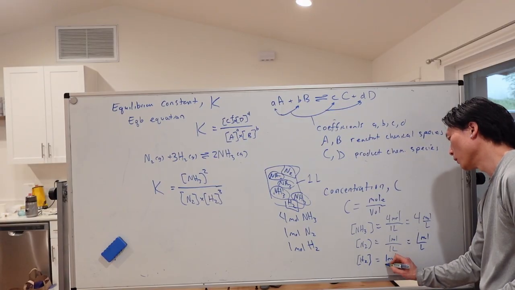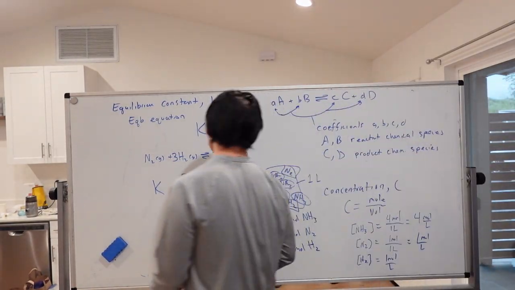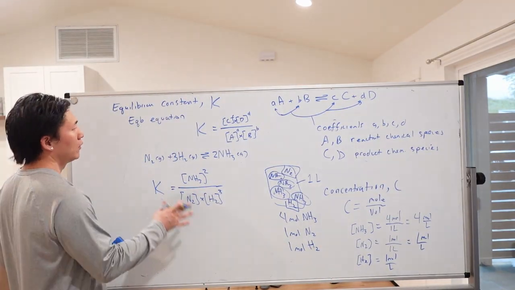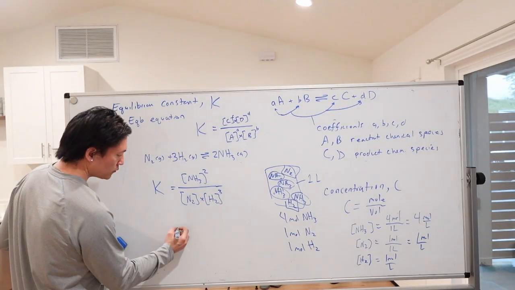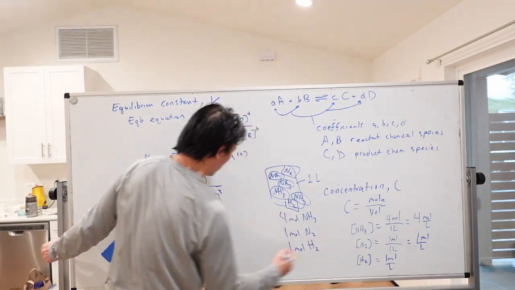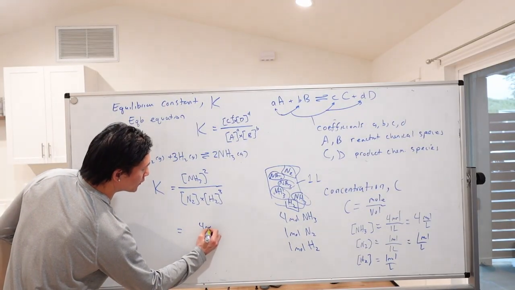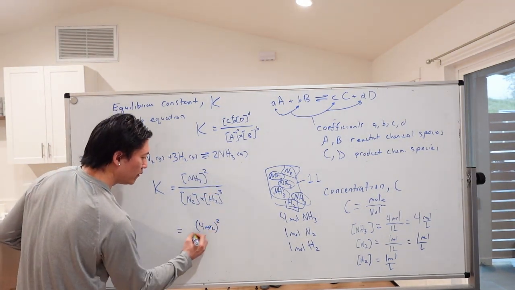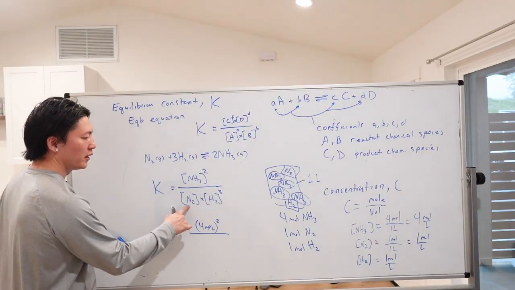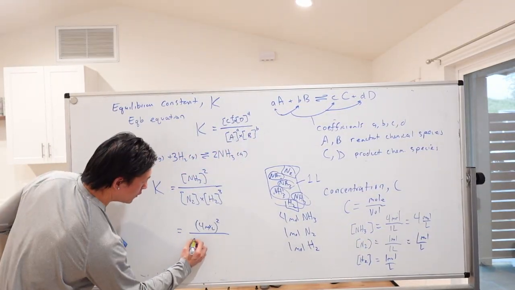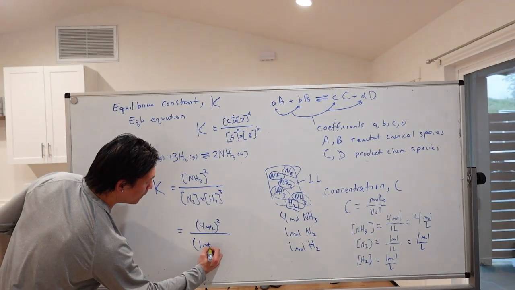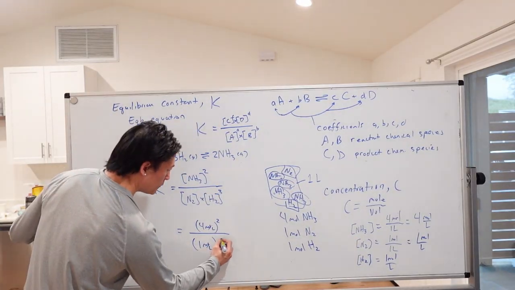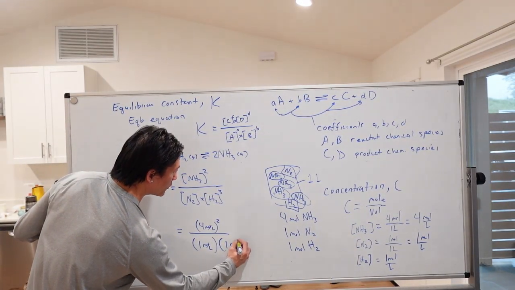1 mole per liter, okay? And so then we plug those concentration values into the equilibrium expression, or the equilibrium equation. So NH3 was 4 moles per liter, and we're going to square it, because that's what the 2 means. Nitrogen is 1 mole per liter, and hydrogen is also 1 mole per liter, and it's also cubed. 1 mole per liter cubed.